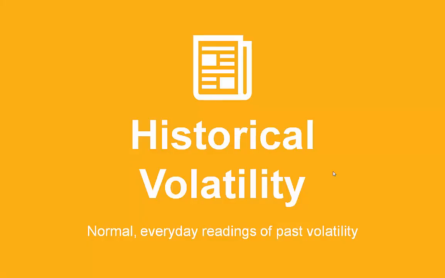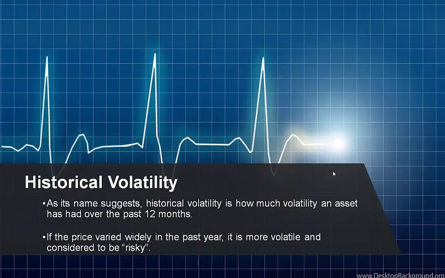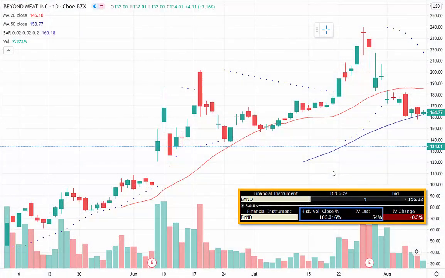So historical volatility. This is your normal everyday reading of volatility in the asset. And it can be measured down to the exact number. As it suggests, it's the historical volatility of how much an asset has moved over the past 12 months. If the price varied very widely, well, it's more volatile. It'll have a high volatility reading. If it moved very little and it's considered kind of a lower risk, it will have a very low volatility reading. But this is the true kind of number to it.